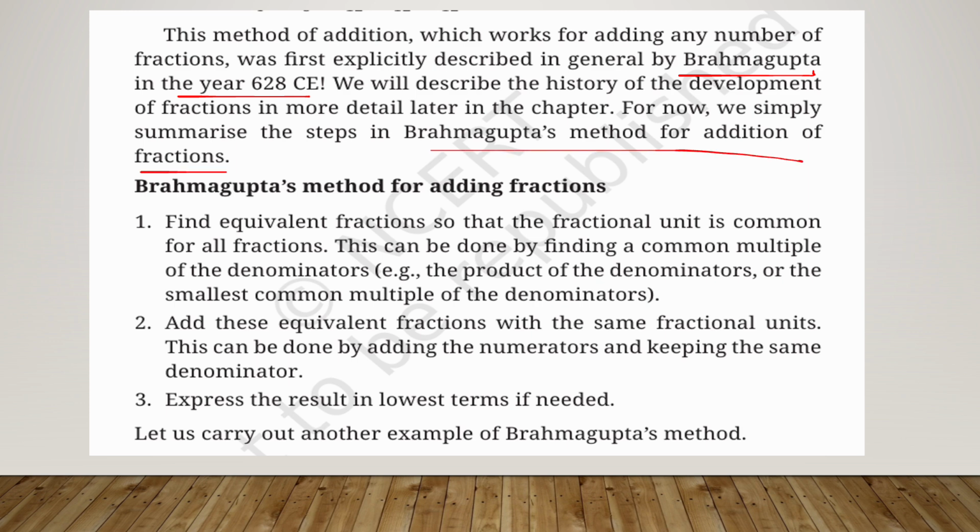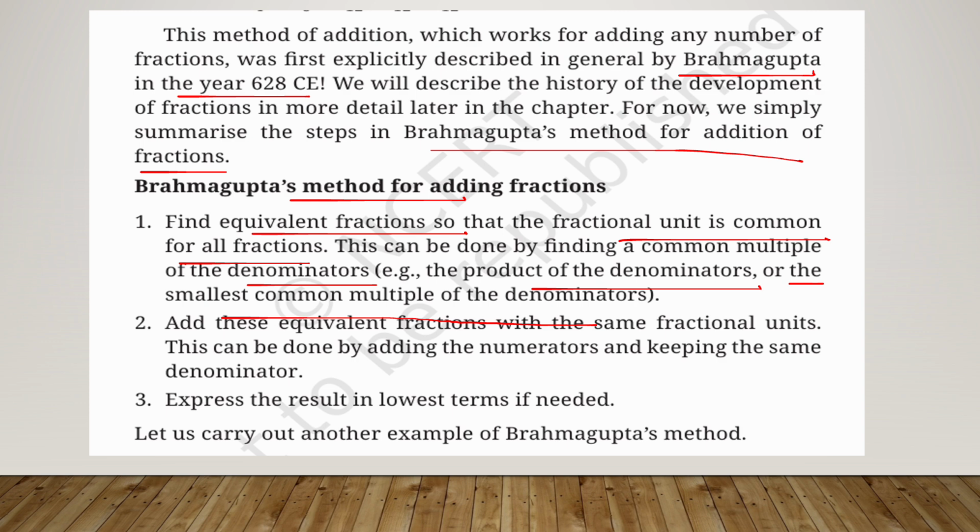See, Brahmagupta's method for adding fractions. First, find equivalent fractions so that the fractional unit is common for all fractions. This can be done by finding a common multiple of the denominators. For example, the product of the denominators or the smallest common multiple of the denominators. So, Brahmagupta's method for adding fractions. The first step is you have to find the equivalent fractions so that the fractional unit is common for all fractions.